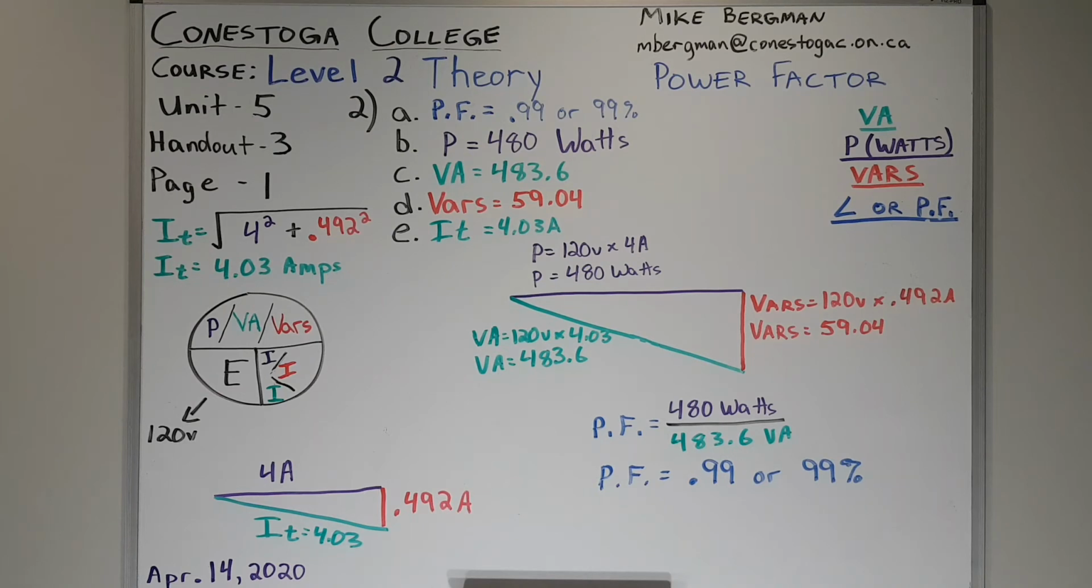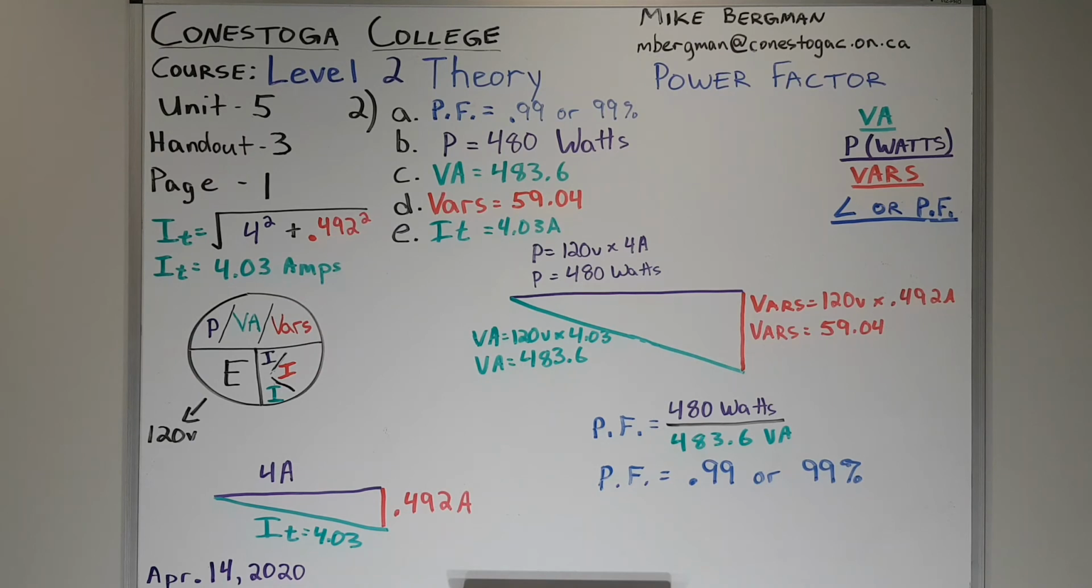So you can see that for purple, I did 120 times 4. I got 480 watts. For VA, same voltage, 120 times the IT, which was 4.03, gave me my total VA. For my VARs, I did 120 volts times 0.492 amps because that's what I got from IX. VARs is equal to 59.04. So now I can plug in those answers for B, C, and D. E was previous. That leaves me with only needing A, the power factor.